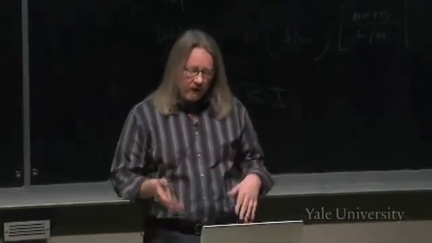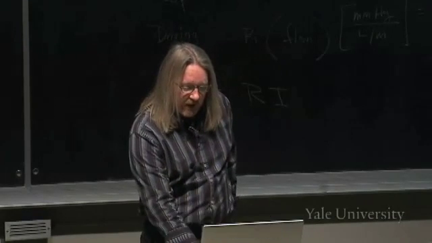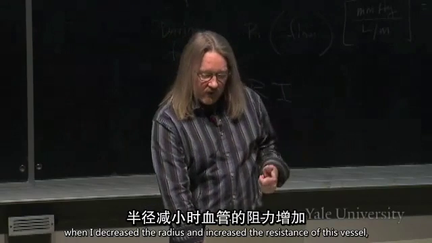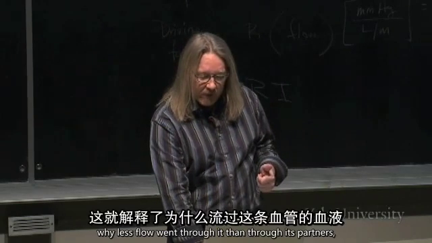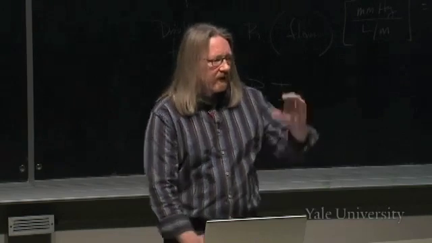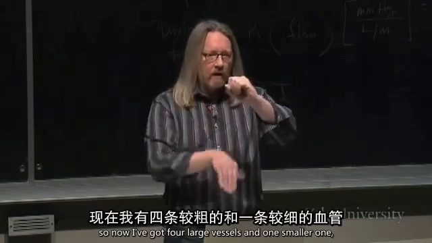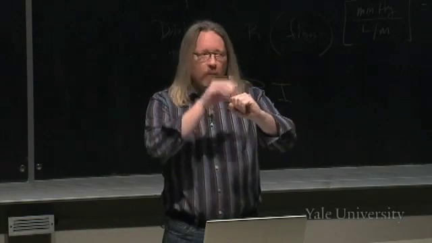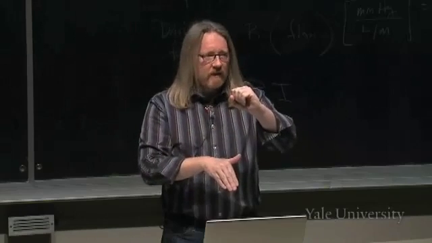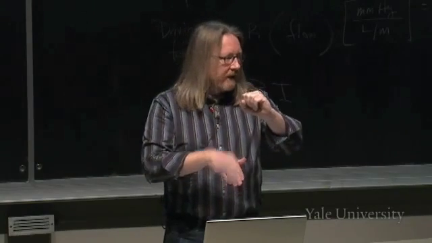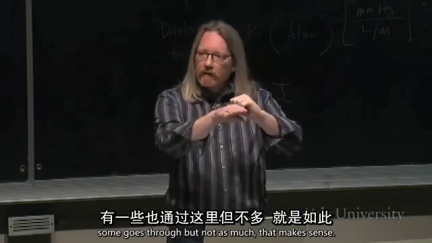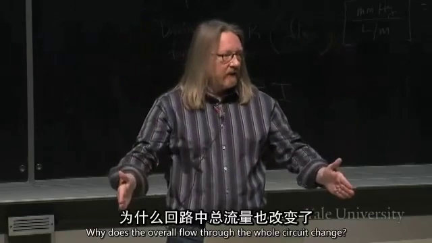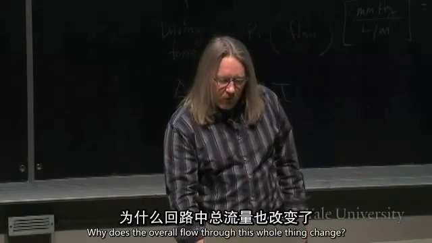Now, you could understand, sort of, because that's pretty obvious, why when I decreased the radius and increased the resistance of this vessel, less flow went through it than through its partners. That kind of makes sense. I've got a smaller vessel, so now I've got 4 large vessels and 1 smaller one, and if I feed them with the same pressure drop, more of the flow is going to go through the big vessels because there's least resistance there. Fluid takes the path of least resistance. Some goes through, but not as much. Right? That makes sense. But why does the overall flow through the whole circuit change?